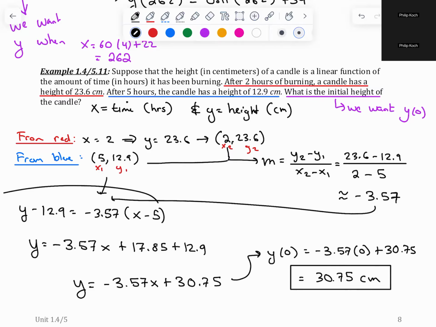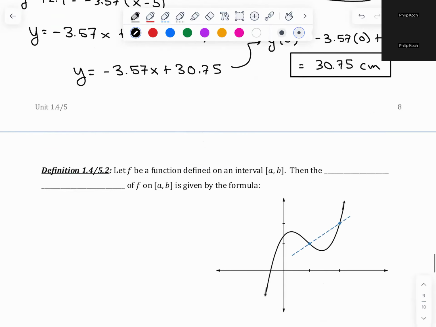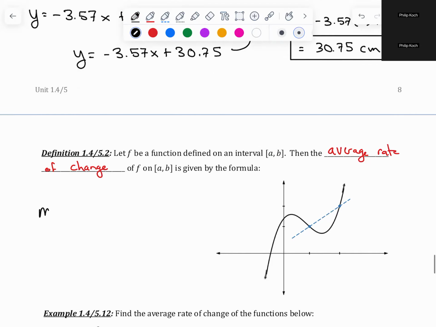All right. Now those are the boring applications. Let's look at the fun applications, which are math applications of slope and lines. So the average rate of change. Let f be a function defined on an interval a to b. Then the average rate of change of the function f on the interval a to b is given by the formula m sub avg equals f of b minus f of a over b minus a.